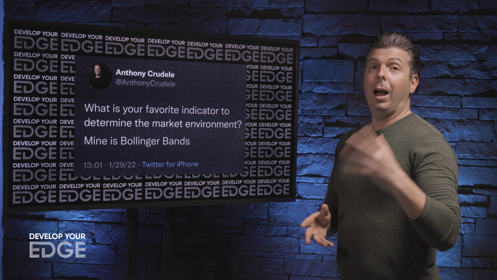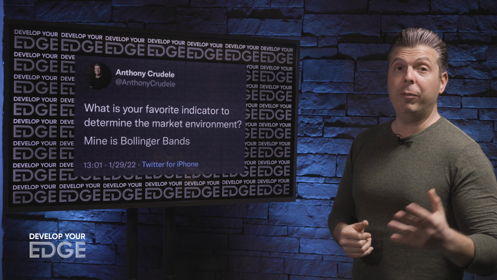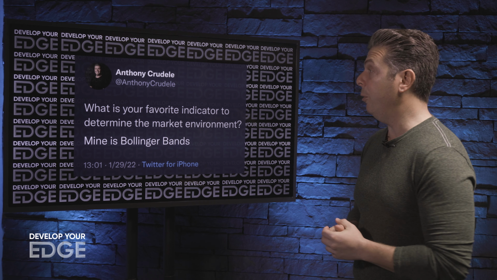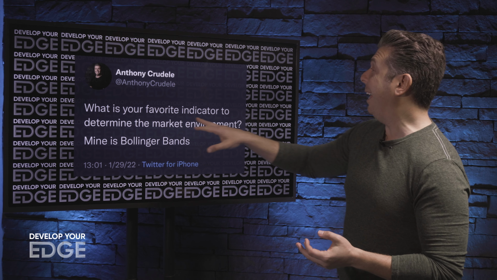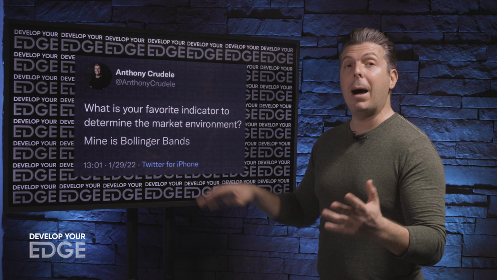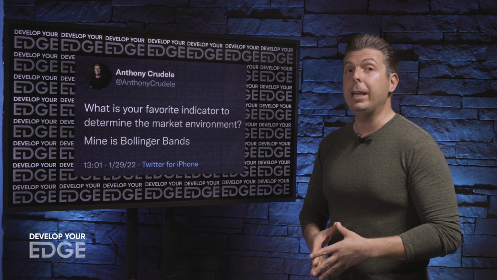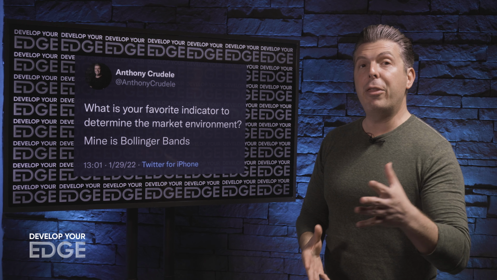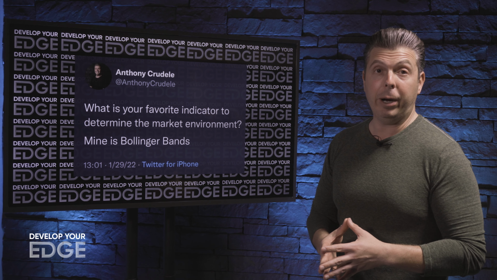I also put this tweet out the other day, which got a ton of engagement. I highly recommend you go and check it out on my stream at Anthony Crudele on Twitter. What is your favorite indicator to determine the market environment? Mine is Bollinger Bands. I talk about them each and every week. And it was really awesome to see how many people put in their favorite indicator to determine the market environment.